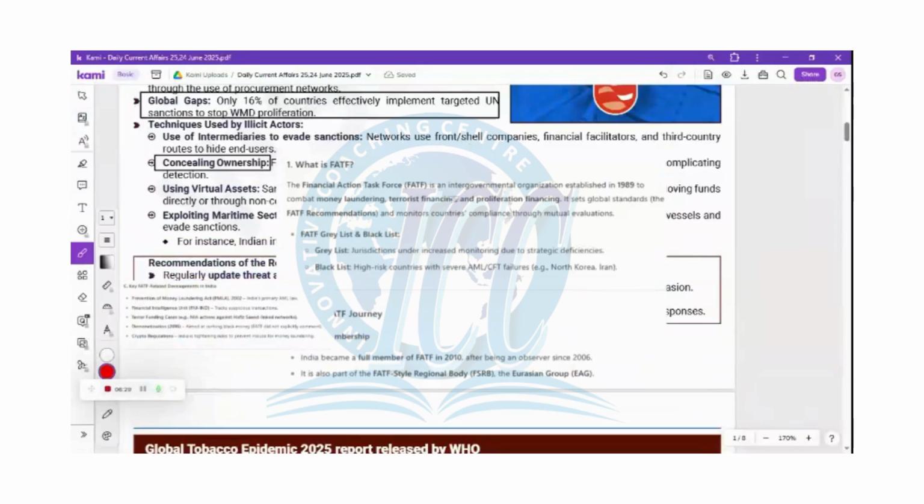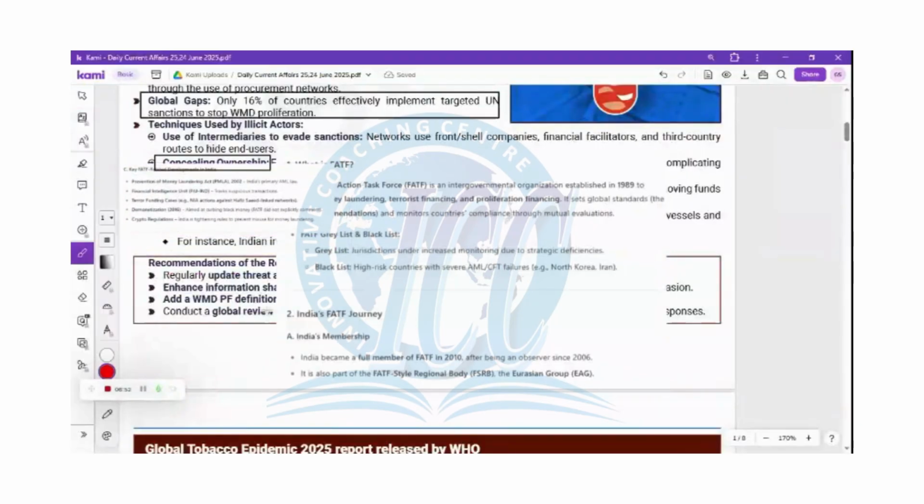All right, now look at this. It was formed in the year 1989, and it has two lists: the gray list for increased monitoring of those countries, and again the black list. For example, Pakistan was kept in the gray list. All right, now high risk countries with severe non compliance. Now sir, what are the things related to India?